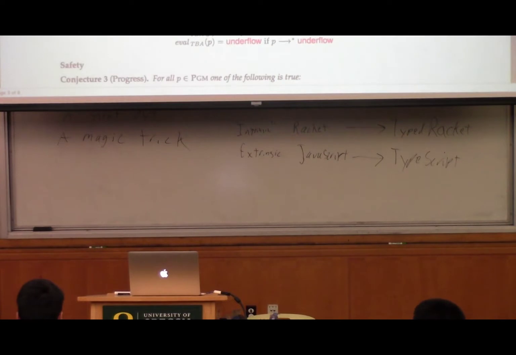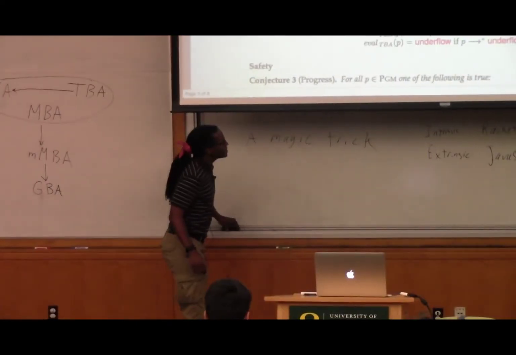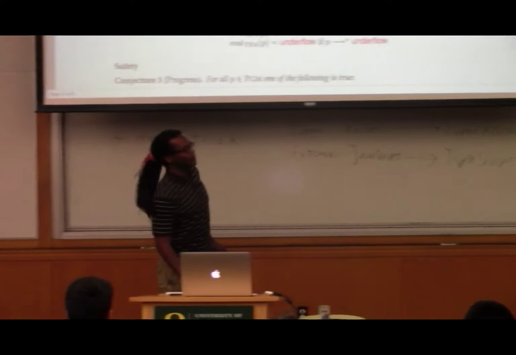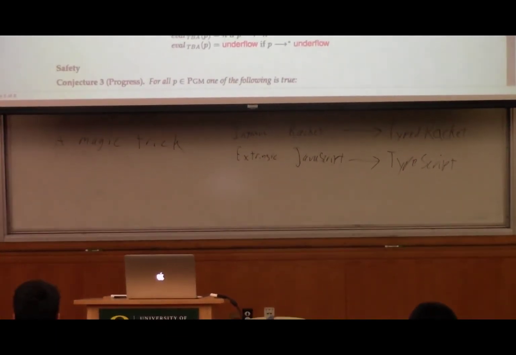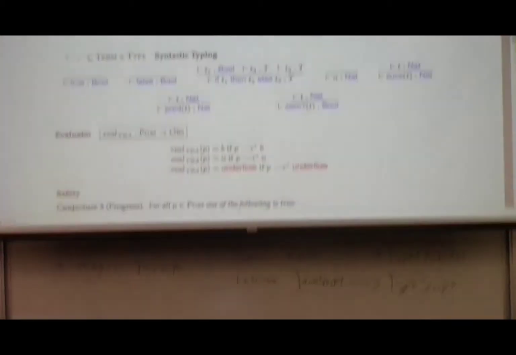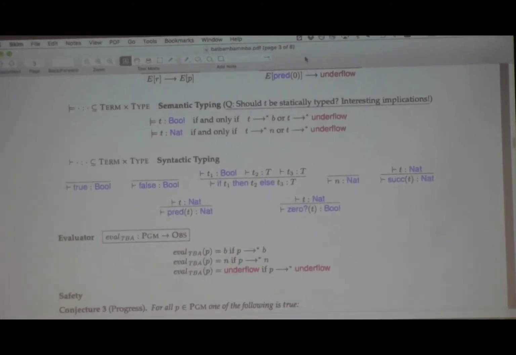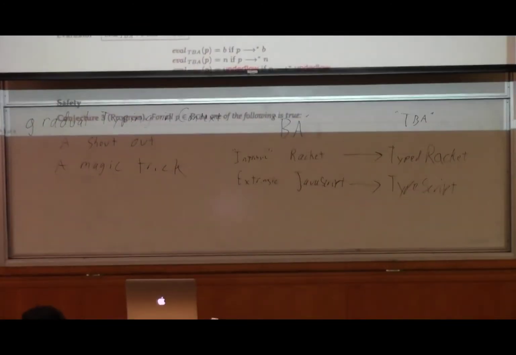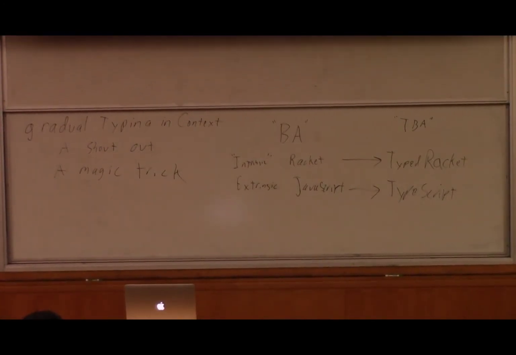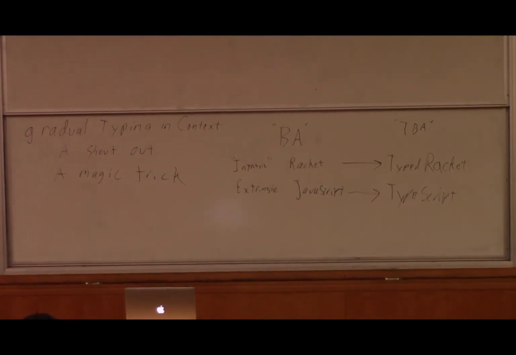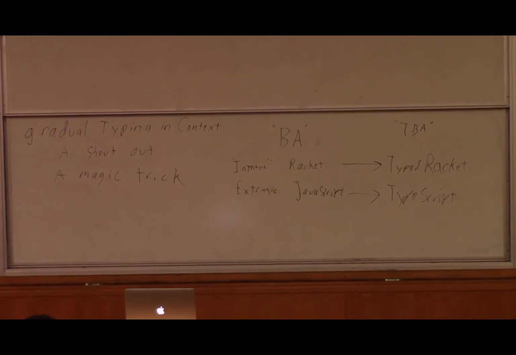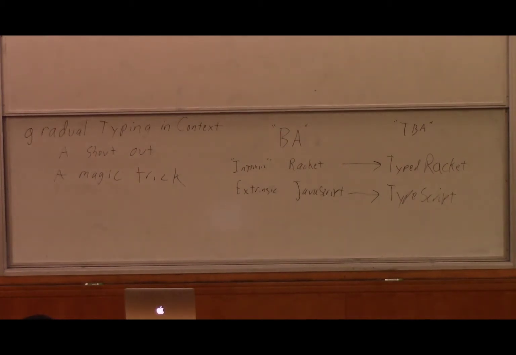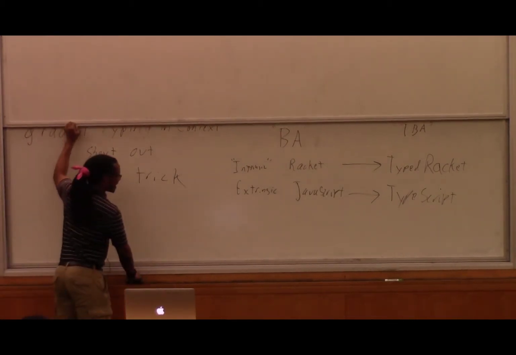So the point is, basically, given TBA, how do we magically bring into being BA? Which is basically saying, how do we use the idea of types and type structure to induce a dynamic checking discipline? So here's where I tie back into last time.